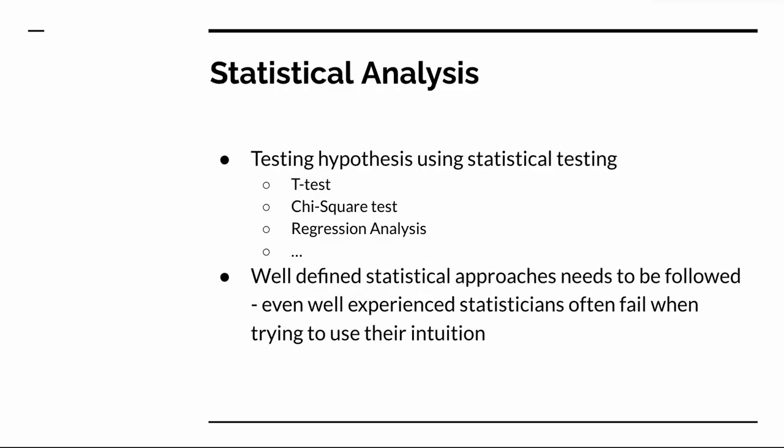Okay, next step, statistical analysis. If we have results, we need to test what they are saying, what the implications are. And I think we need to, and the author of the article also thinks we need to, stick with well-defined approaches, because when it comes to statistics, even experienced statisticians tend to fail with their intuition. So we should do well-defined testing: t-test, chi-square, regression analysis. There are plenty more of them, but it should be some of the well-defined ones.